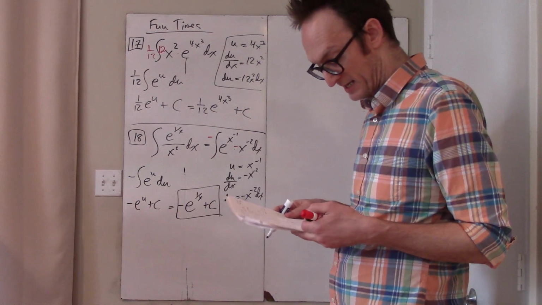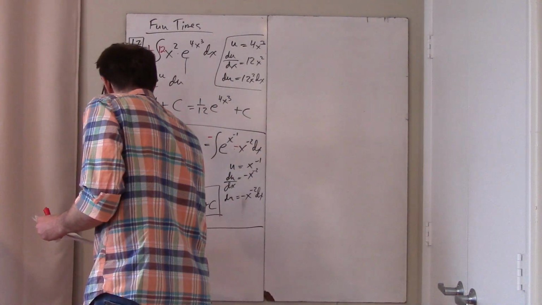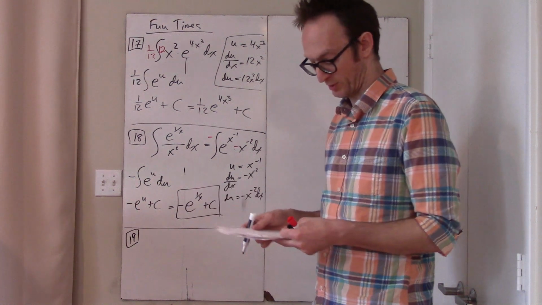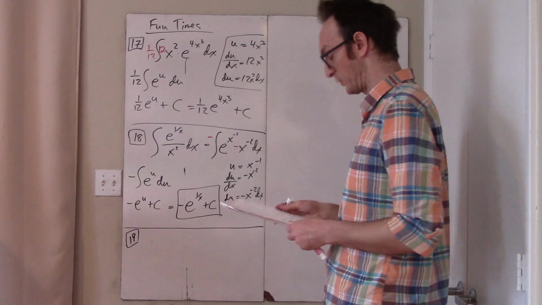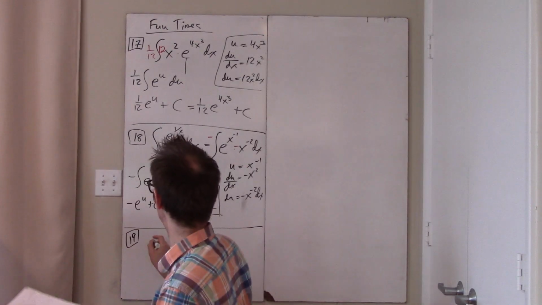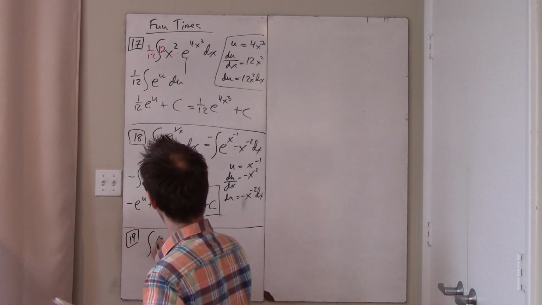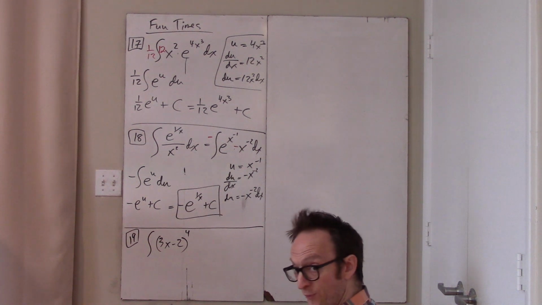Okay, 19 is even more straightforward. Oh, I suddenly gave more space and only put 6 problems per page for some reason now. I think I can squeeze this in here. Number 19 is antiderivative 3x minus 2 to the 4th. This is about as straightforward as it gets.